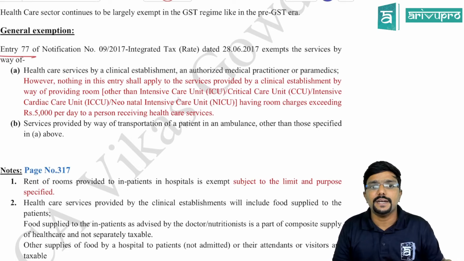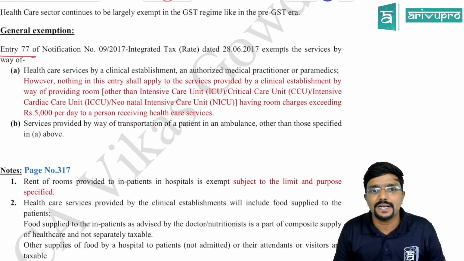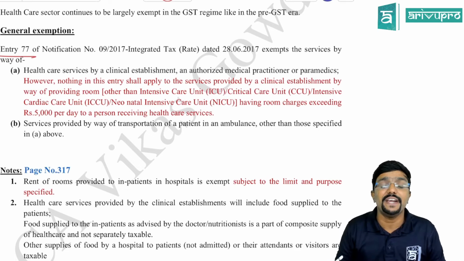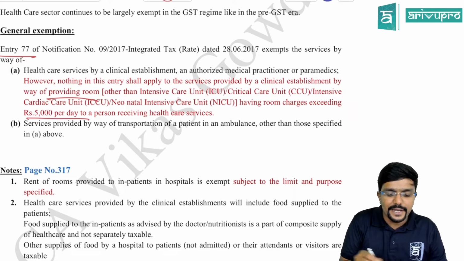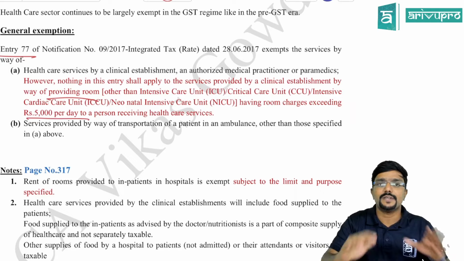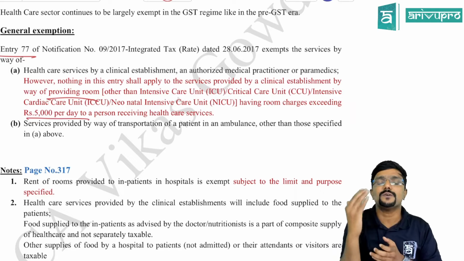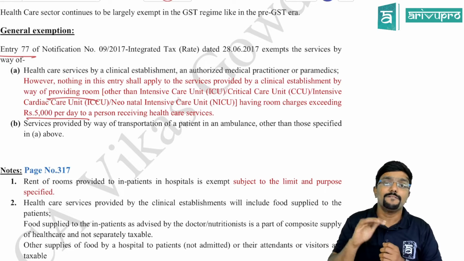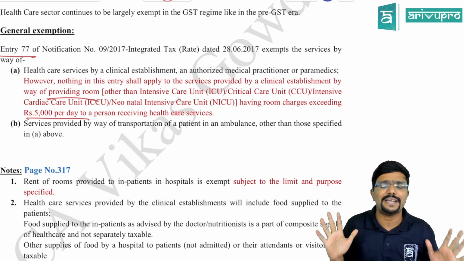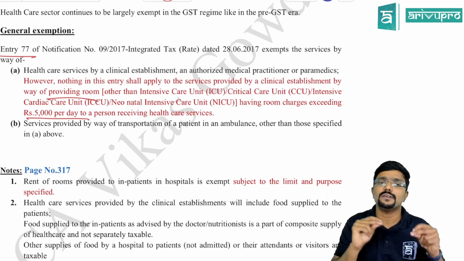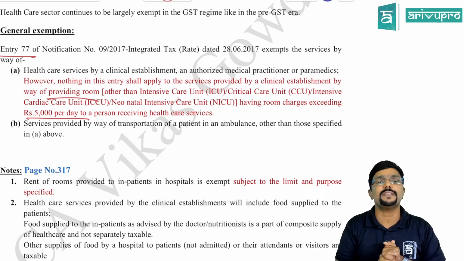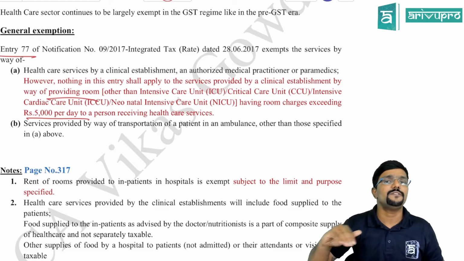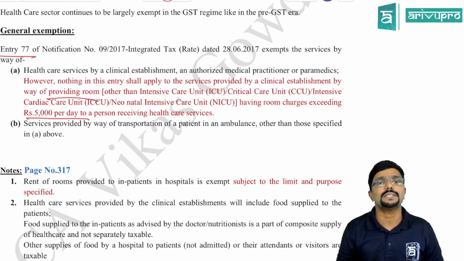However, nothing in this entry shall apply to the services provided by the clinical establishment by way of providing room, that is renting room, having room charges exceeding 5,000 per day to a person receiving healthcare services. That is, if a hospital is charging more than 5,000 room charges per day, if the amount assumed is 6,000, entire 6,000 will be taxable. Sir, what if they are charging 4,000? Then nothing is taxable. If the amount charged per day per room is below 5,000, nothing is taxable. If it is more than 5,000, entire amount is taxable.